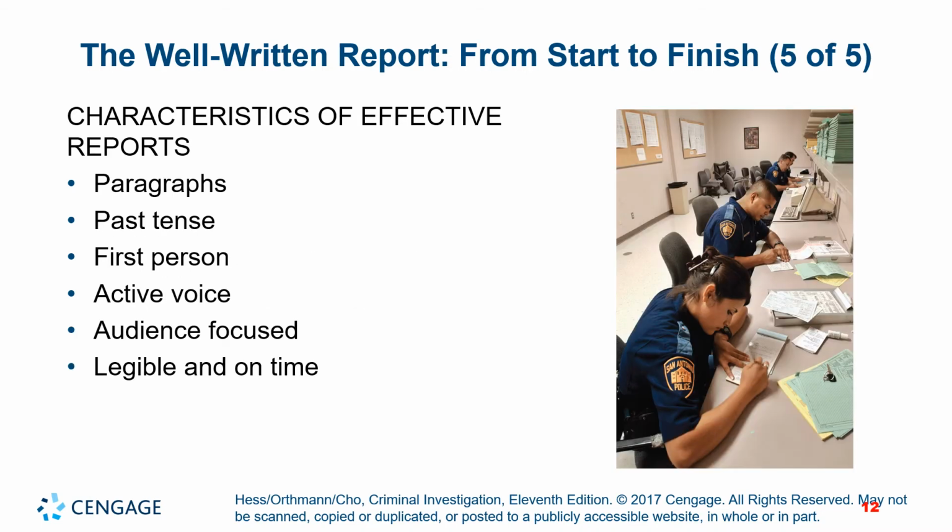When it comes to paragraphs, as I mentioned earlier, discuss only one subject in each paragraph. Start a new paragraph when changing speakers, time, or ideas, or when moving from observations or descriptions to statements. Write in the past tense. Use verbs that show events that have already occurred. You also need to write in the first person and in the active voice. You are the composer.